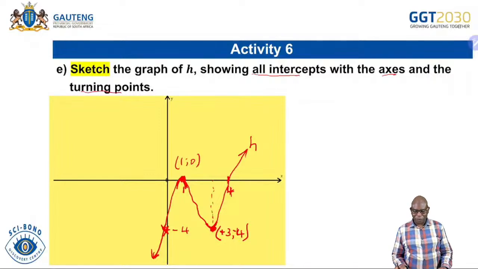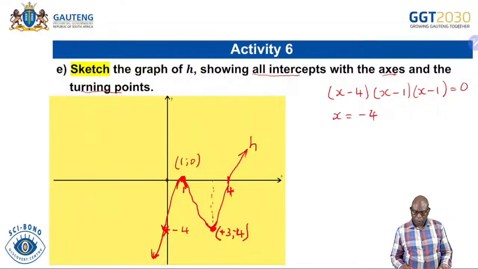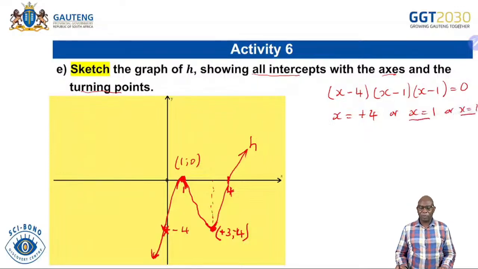Okay, now with the sketch drawn, I want to explain this here. Remember we said we've got two x-intercepts. I think our x-intercepts were x minus 4 and x minus 1 and x minus 1. Right? So we got x equals -4, or x will be equal to 1, or x will be equal to 1. So can you see these numbers are the same? So that x-intercept is 1 x-intercept.